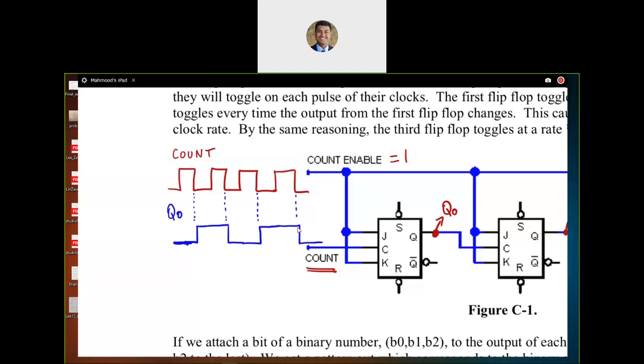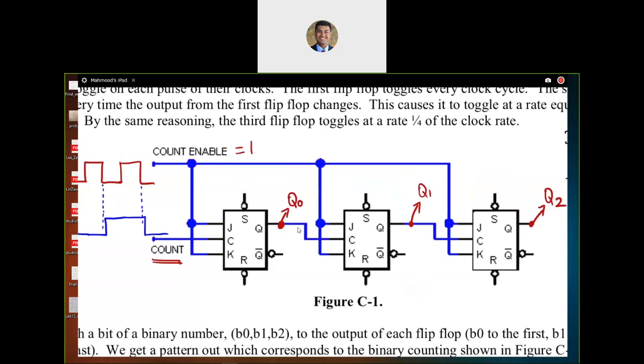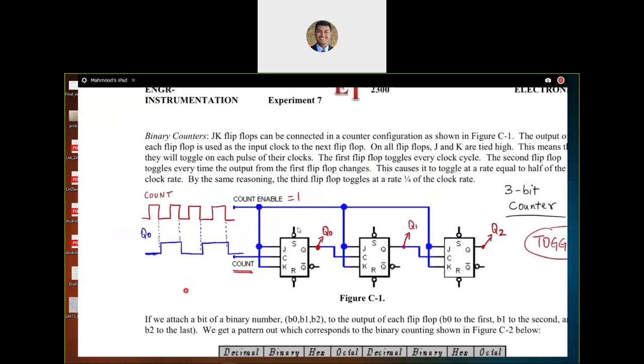Because they happen just after that edge. So that's Q0. Now what is going to happen to Q1? Well, Q1 is responding to the negative edge of Q0. The same thing that we used for count, now we are going to use Q0 and Q1 to do the same thing. So I can sketch Q1.